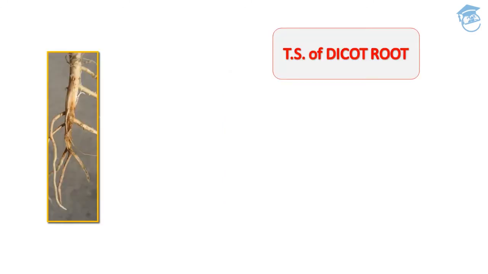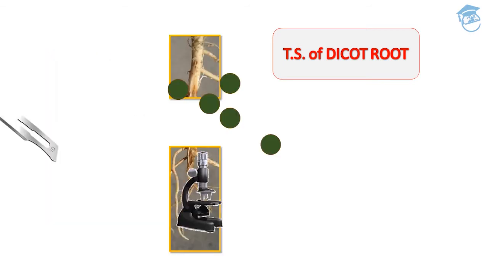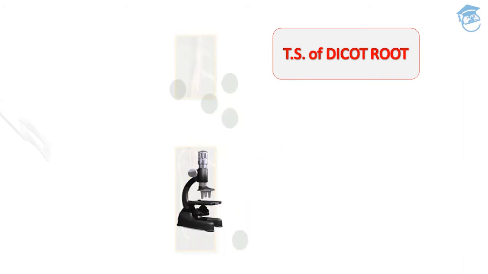Students, for better understanding of tissue organization of root, it is convenient to study the transverse section of the mature zones of root. We get cells after cutting transversely, and this we observe under a microscope. Let us study the anatomical features of dicot root from out to in.